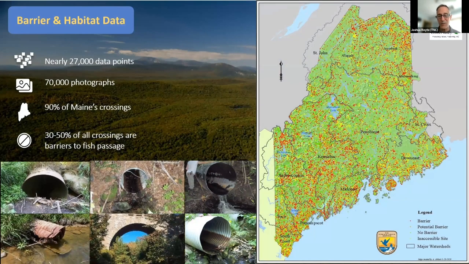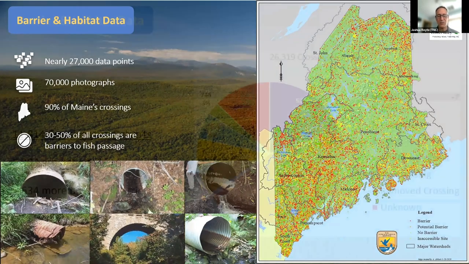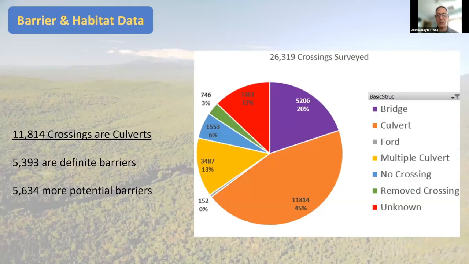Here's our little chicken pox all across the state of Maine. Red ones are bad, orange ones are probably bad, but need more sophisticated analysis, and the green ones were good. Here's just what those crossings look like. An awful lot of them are orange, those culverts, 45% are culverts, and then there's multiple culverts, which are almost always a problem. That's another 13%. And we know that about half of those culverts will not pass fish or ecological flows.